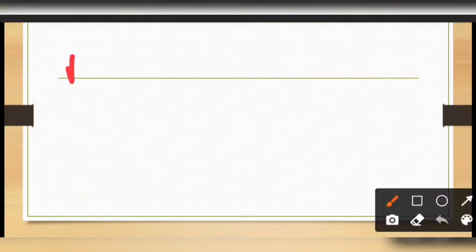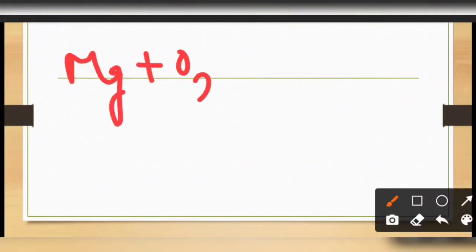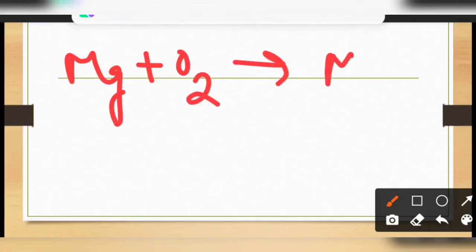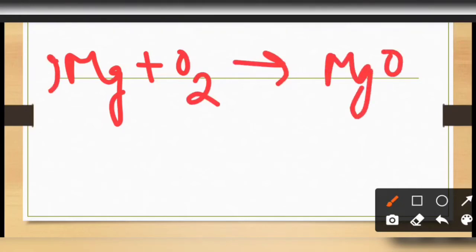Let's talk about one example. For example, Mg plus O2 will give you MgO. If we balance it, then 2Mg plus O2 gives 2MgO, a balanced chemical equation, right? So there is addition of oxygen here, that's why it is an oxidation reaction.